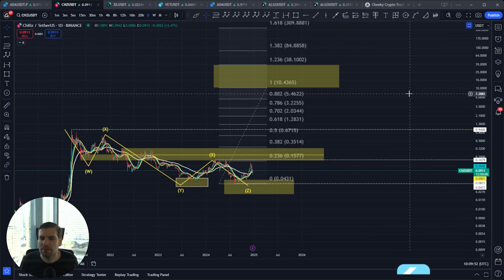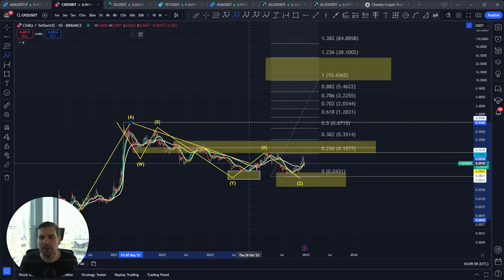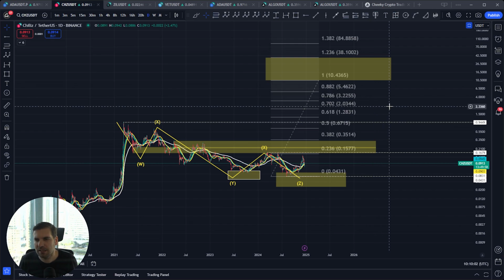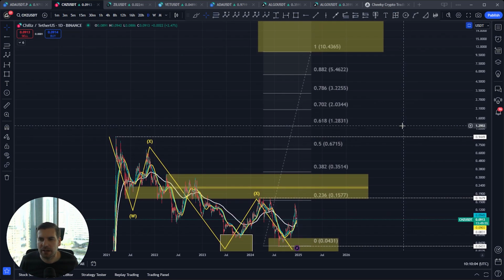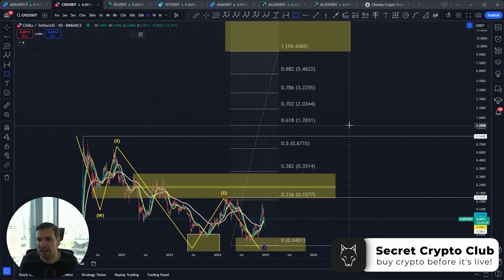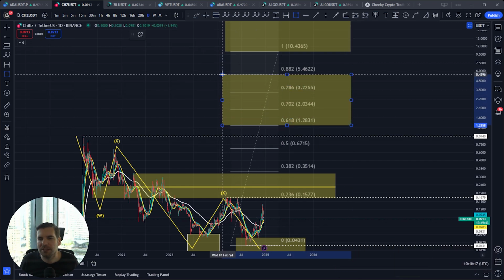That's going to be your area where you would expect to repeat history. I don't think we're going to do all of those gains, but let me show you what that would look like. It would look something to this effect. I don't think that's realistic, but I do expect us to find heavier resistance around the 0.786 and the 0.618. So I'm going to go ahead and draw another yellow box area in here, and I'm going to draw this essentially between the $1.28 and the $5.46.